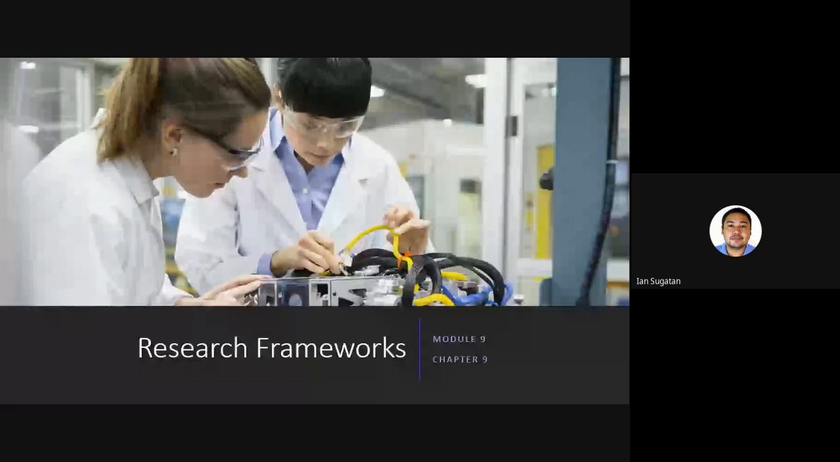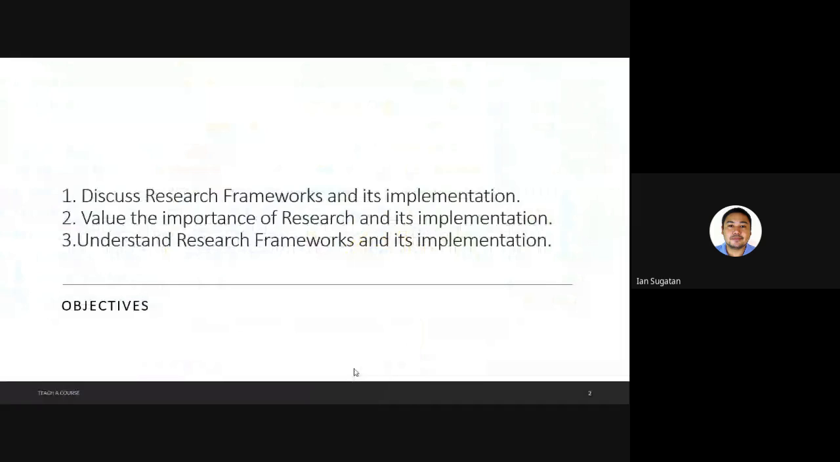So first things first, our objectives are as follows. Number one, discuss research frameworks and its implementation. Number two, value the importance of research and its implementation. And number three, understand research frameworks and its implementation.